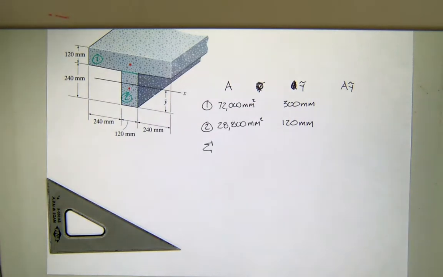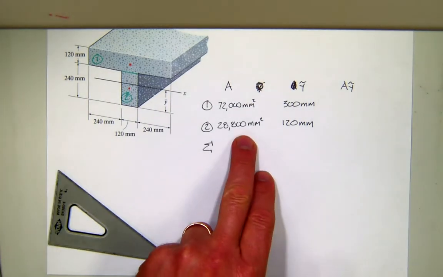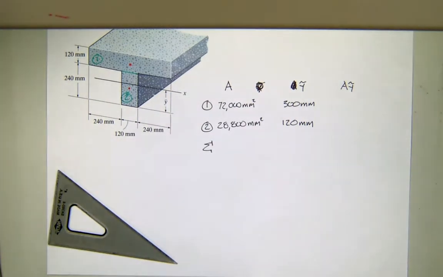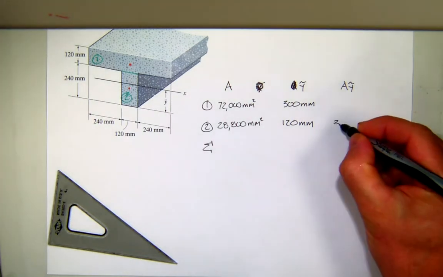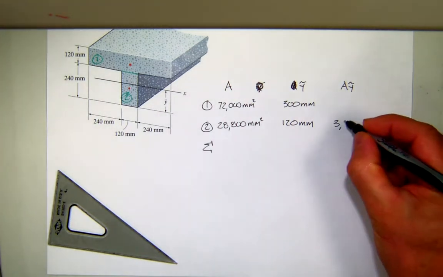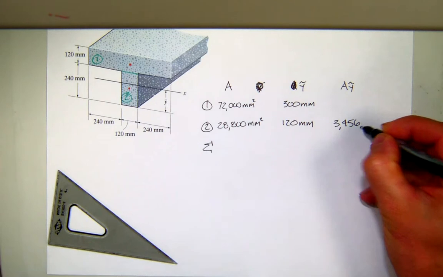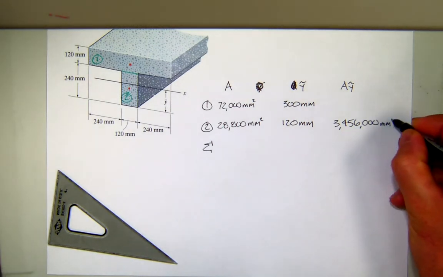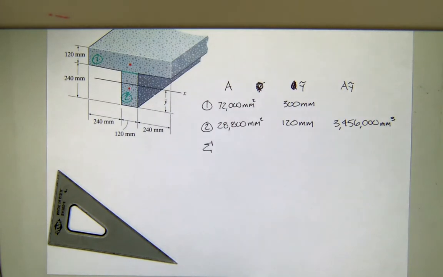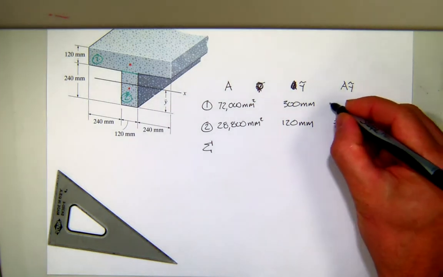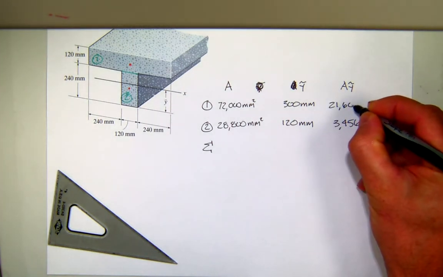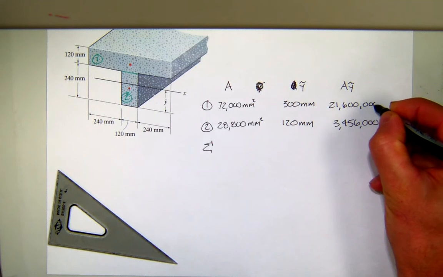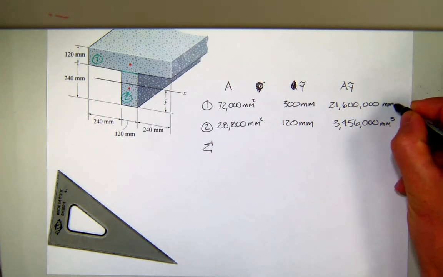So now I form the product. So the first one, let's do the last one. 28,800 times 120 is a little big. 3,456,000. And that'll be millimeters cubed. And the first one is 21,600,000 millimeters cubed.